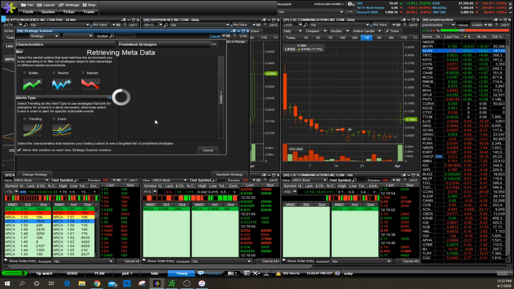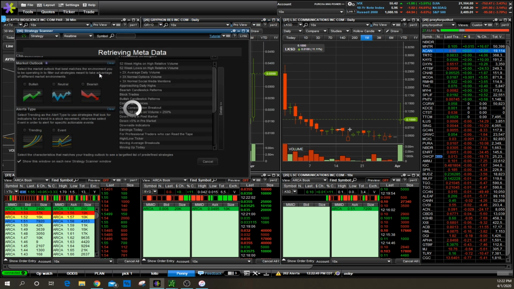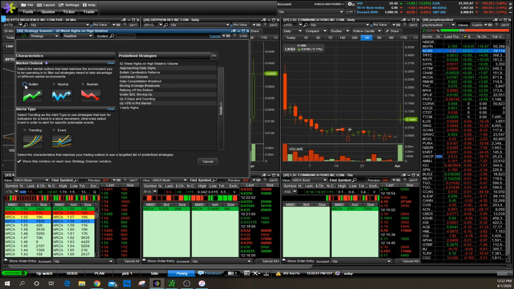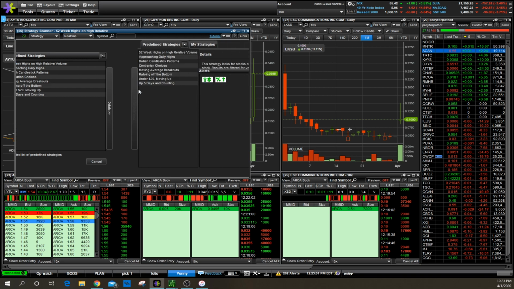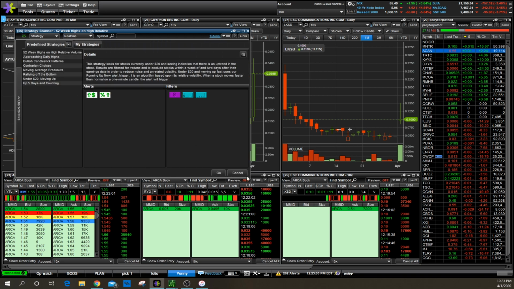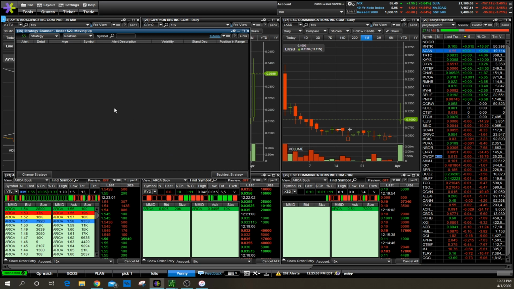Strategy scanner right in front of my face. So I could set one of these up. Let's say I'm bullish, and it's trending. Maybe I do rallying off bottom, under $20 moving up. That's something I'd be interested in. So I just hit go and see what comes up on this and modify it in so many different ways depending on what your strategy is.